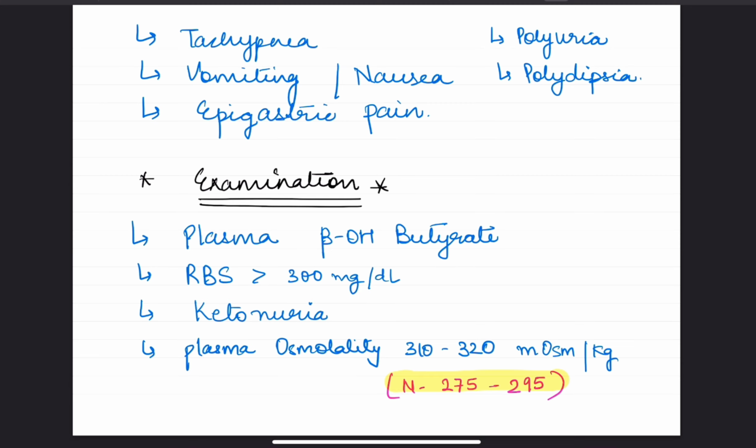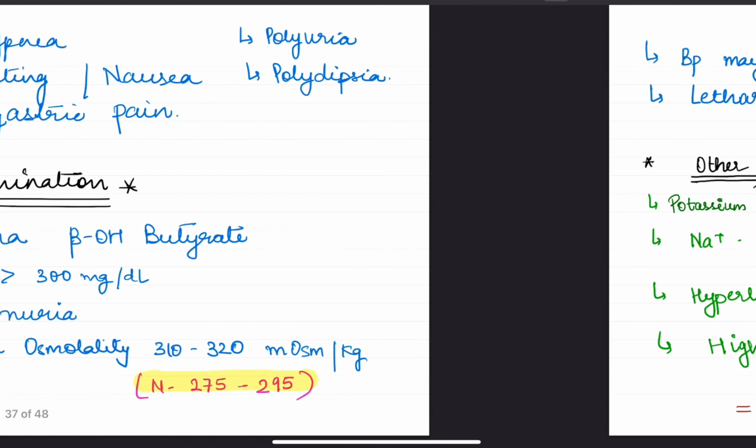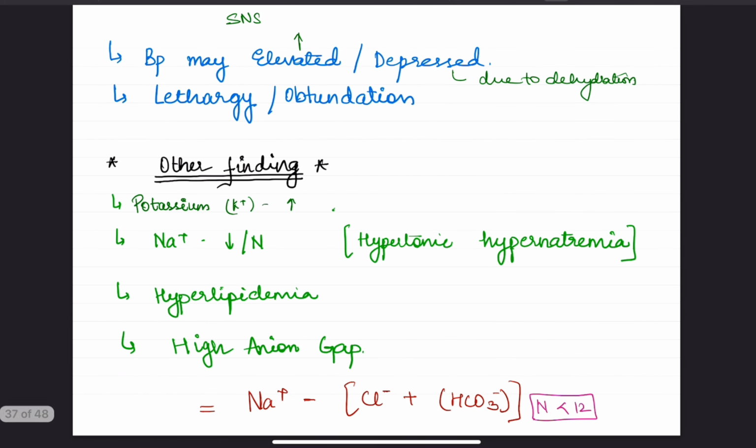We can check in the urine test whether ketone bodies are formed or not, and then we can see the plasma osmolarity, which is more than the normal value. Normal value is 275 to 295. It will be more than the normal value. Then the BP may be increased or it may not be. If it is increased, it may be due to sympathetic activation. If it is depressed, then it will be due to the dehydration component.